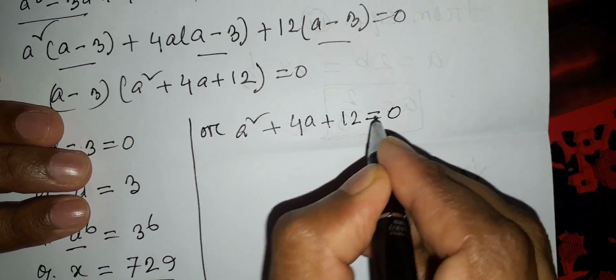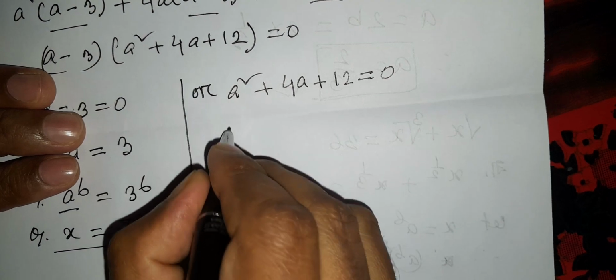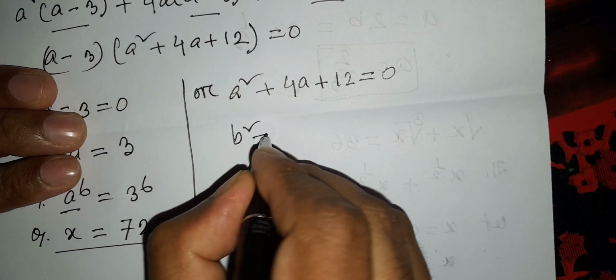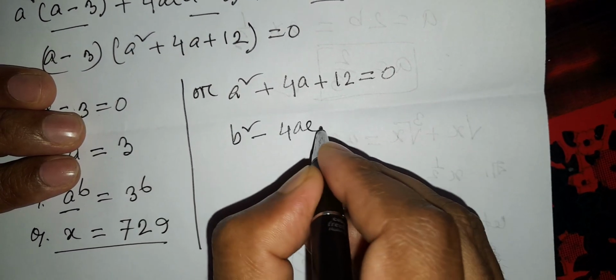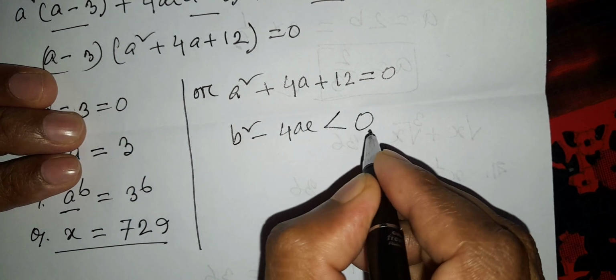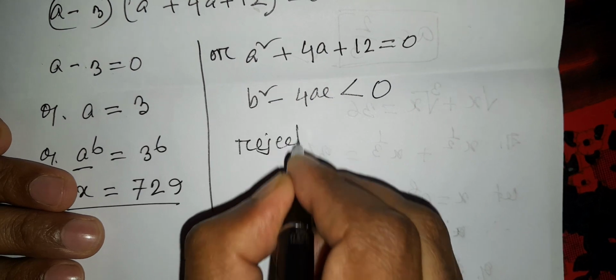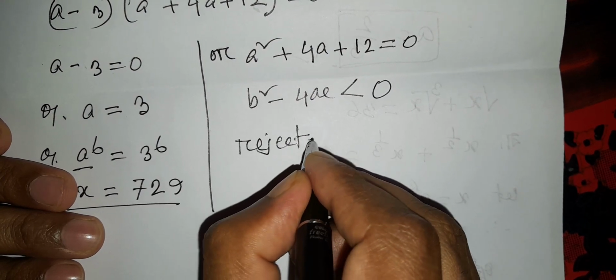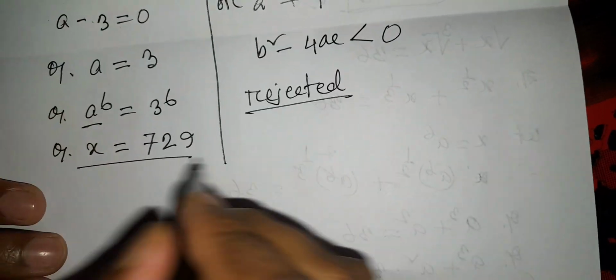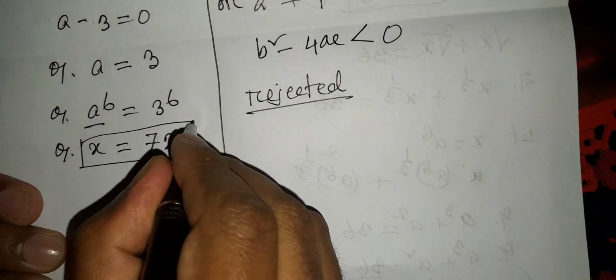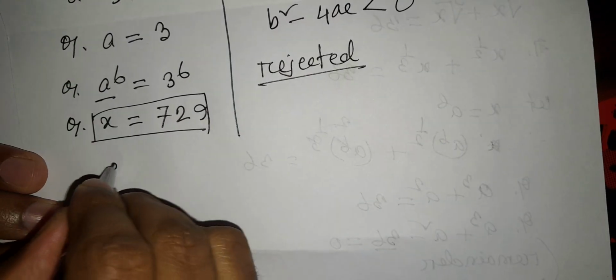On the other hand, a square plus 4a plus 12 equal to 0. Here b square minus 4ac is less than 0. So this is rejected. Here the solution is 729, and check.